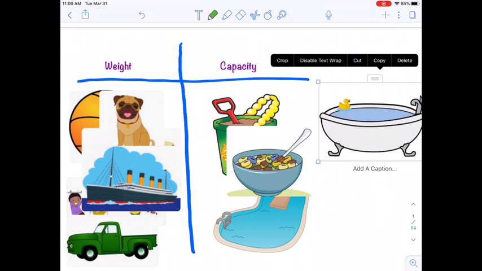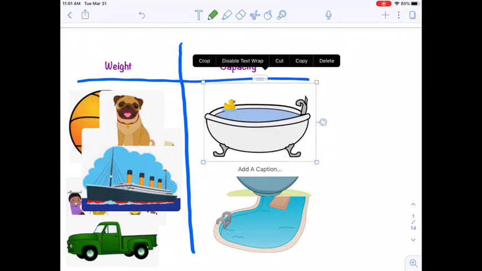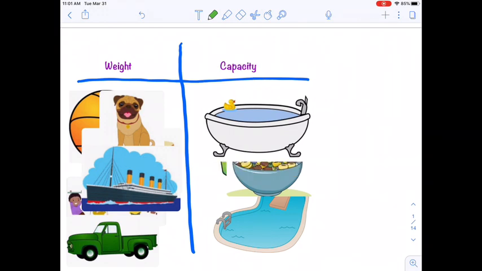How about this bathtub? I haven't tried to lift a bathtub. I'm not too worried about how much it weighs. I really want to know, is it big enough to hold all the water I want to put in it? So is that weight or is that capacity? Very good, it's capacity. So today we've talked about weight being how heavy or how light something is, how much it weighs, and we've talked about capacity, which is the volume of something or how much something holds.